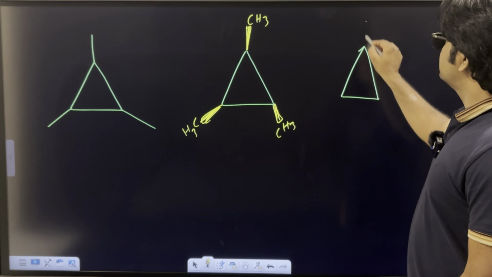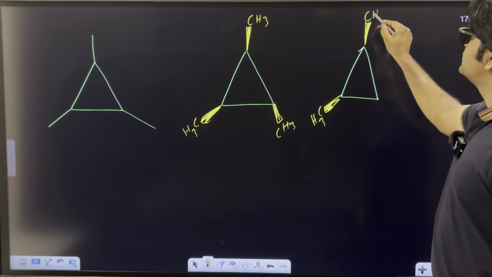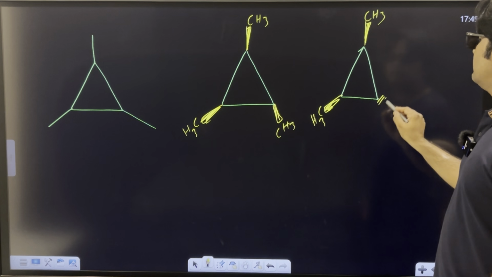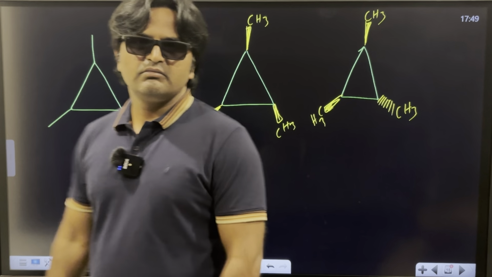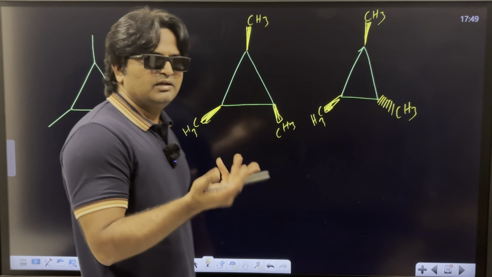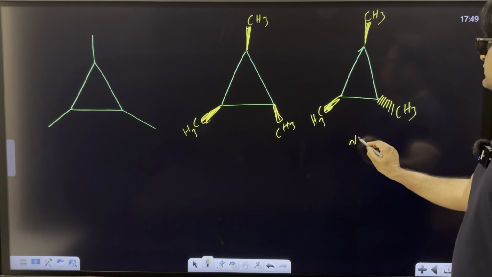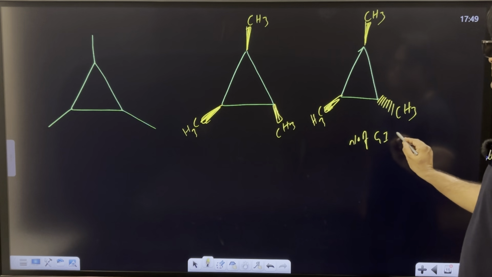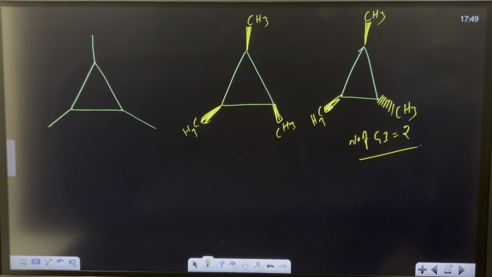Next, in the second structure, I am changing one methyl group like this. These two methyl groups are above the plane and one methyl I am changing to below the plane. Is it clear? That is the second possibility. More than that, there is no chance. So what is the number of geometrical isomers? Number of geometrical isomers equals 2. Very simple question.